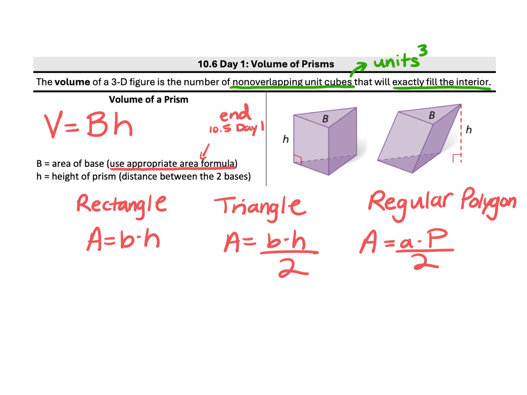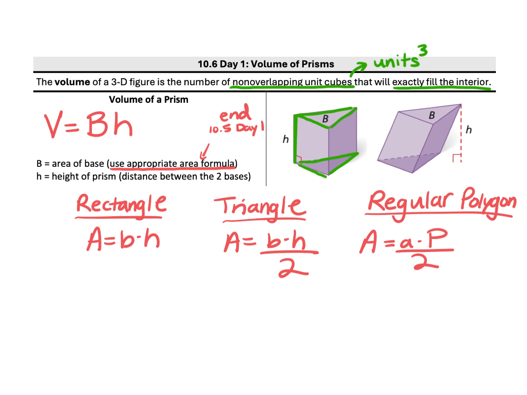Then we just take that area of the base that we calculate using one of these 3 formulas, and we multiply that by the height of the prism. Remember that the height of the prism is the distance between the 2 bases. It's not always how tall it is from its top to its bottom. In the case of this picture right here, the height is how tall it is because my bases are the triangle on top and the triangle on the bottom.